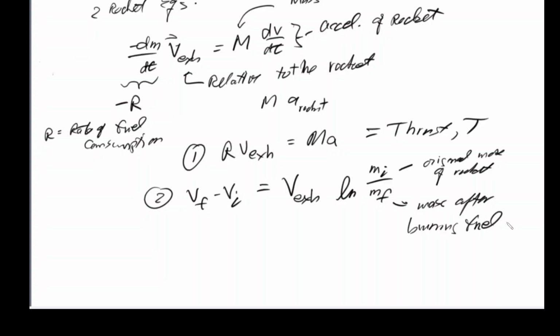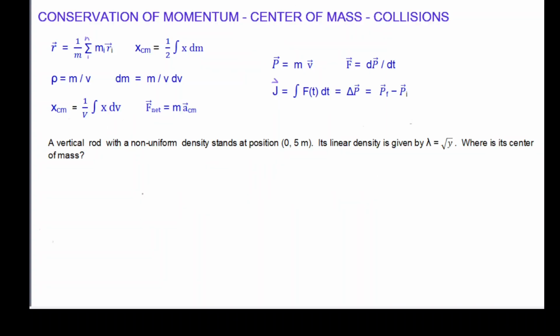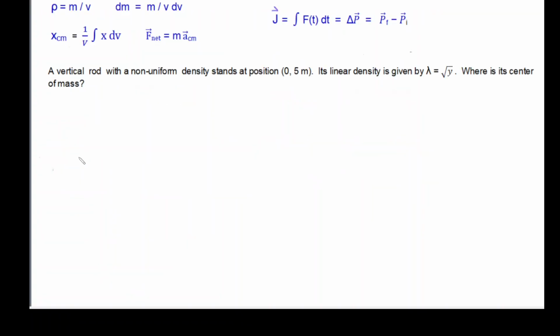And now we're going to work on some problems. Our next problem is: a vertical rod with a non-uniform density stands at position 0, 5 meters. Its linear density is given by lambda equals square root of y. What is its center of mass? Okay, let's diagram this problem. We have a rod, and if we call this x, we know this is at 0, 0, and this is at 0, 5 centimeters.